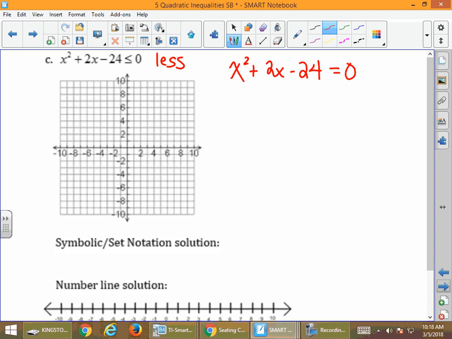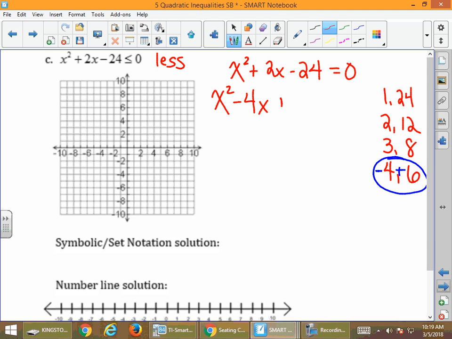And the factors of 24 are 1 times 24, 2 times 12, 3 times 8, and 4 times 6. Will any of those combine? Either add or subtract to be 2? And they will. It's going to be the 4 and the 6. In fact, it's going to be -4 and +6. And we end up with x squared minus 4x plus 6x minus 24. Grouping.